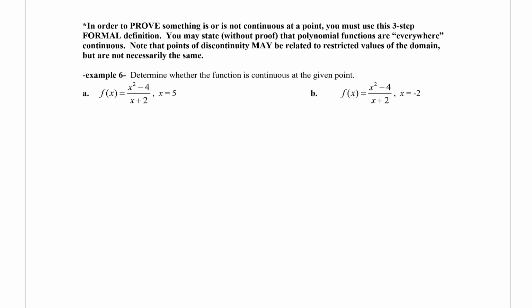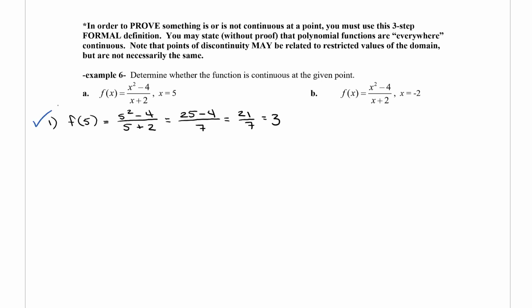Example 6. Determine whether the function is continuous at the given point. So for a, we have f of x equals x squared minus 4 over x plus 2 when x equals 5. Step 1. f of 5 is going to be equal to 5 squared minus 4 over 5 plus 2. So this is going to give me 25 minus 4 over 7, which ends up giving me 21 over 7, which simplifies to 3. So that tells me, yes, it passes step 1.